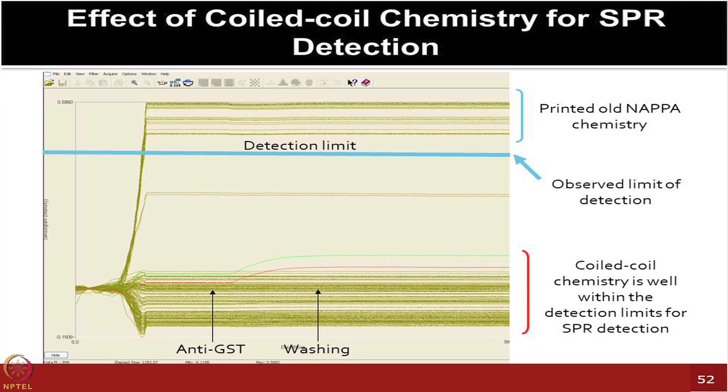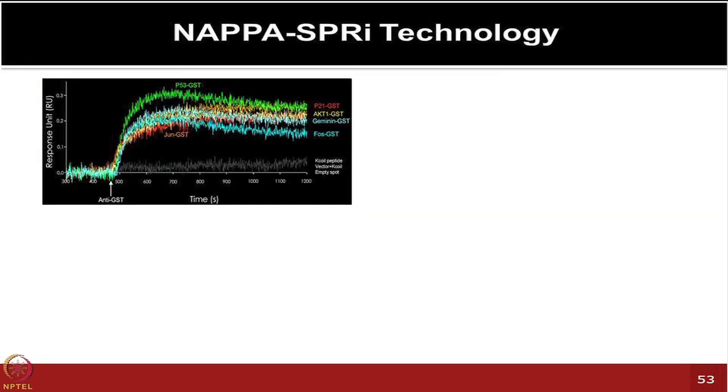So, the old chemistry versus the new chemistry, and now you have much more room for measuring any kind of binding response. You can change different concentrations and still see how much binding you can observe. This case is not only anti-GST, which was injected for testing how much GST protein is being synthesized. So several experiments were done.